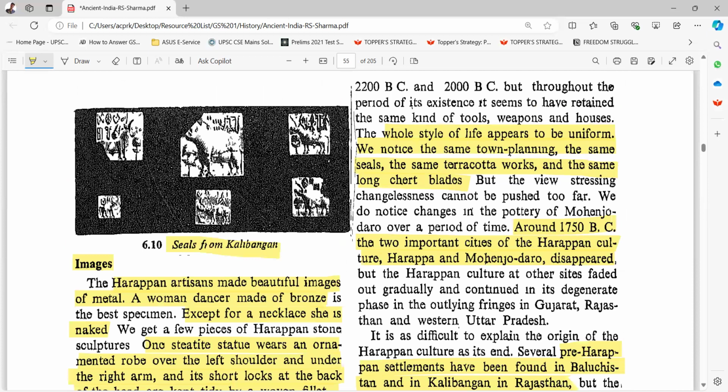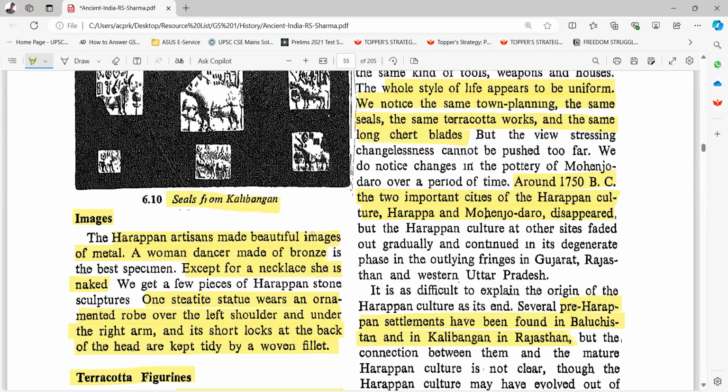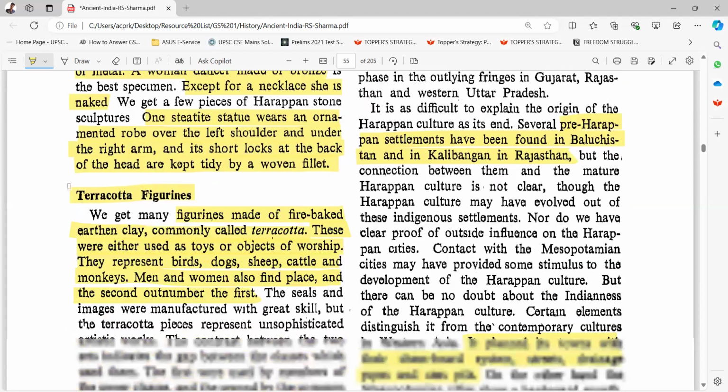Okay. Images. The Harappan artisans made beautiful images of metal. A woman dancer made of bronze is the best specimen. Except for a necklace, she is naked. We get a few pieces of Harappan stone sculptures. One steatite statue wears an ornamented robe over the left shoulder and under the right arm, and its short locks at the back of the head are kept tidy by a woven fillet.